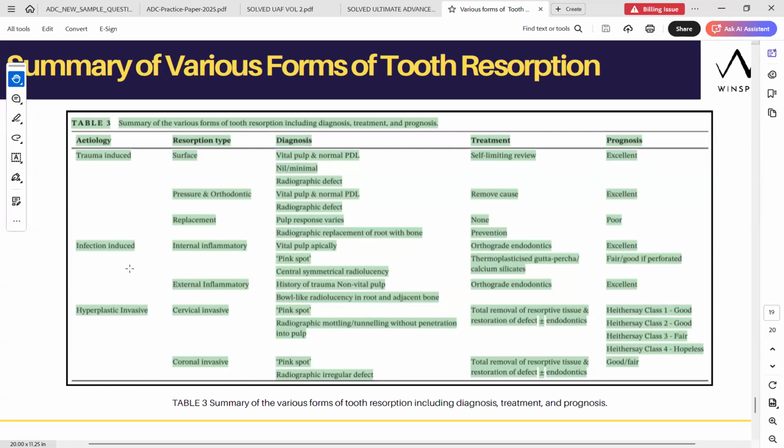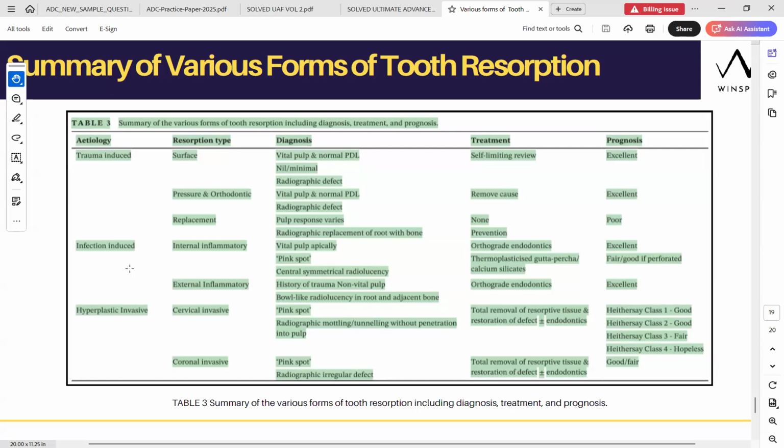As soon as you remove the infected pulp, external inflammatory resorption ceases. That is why after any trauma, you must continue to monitor for the signs of external inflammatory resorption, because you can easily save it. Excellent prognosis.